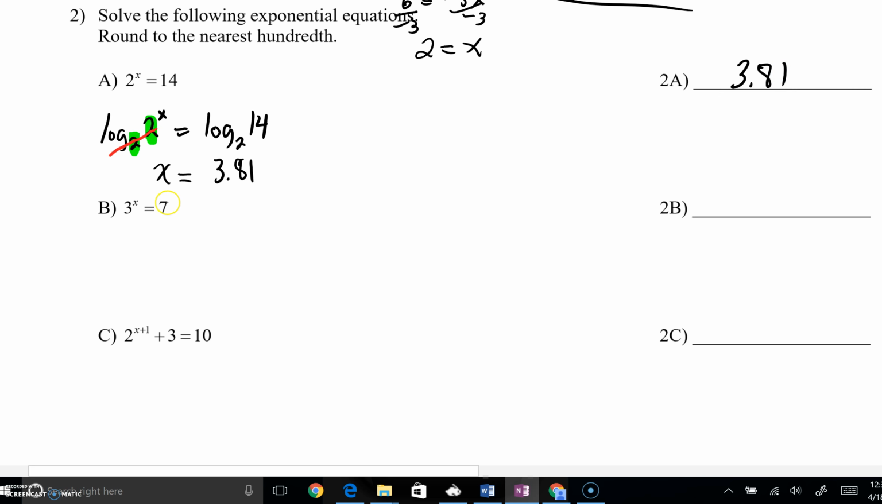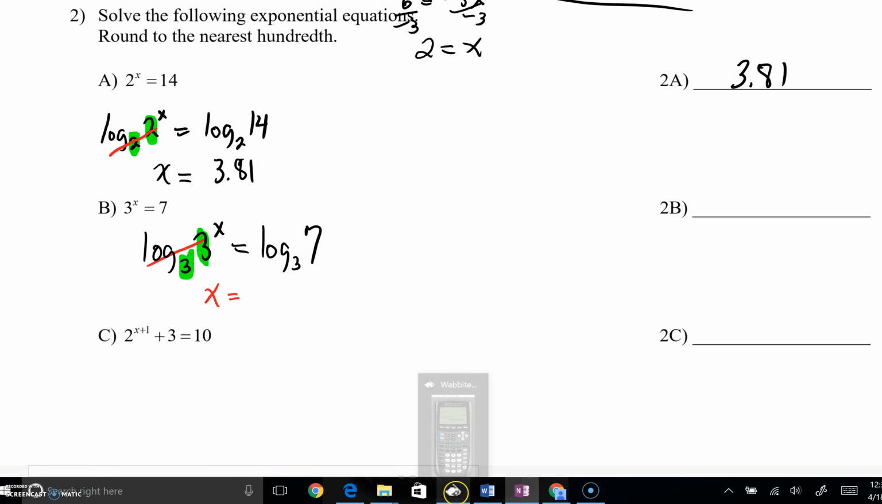For letter B, again, 7 is not a power of 3, so I need to take a log, and I'm going to take a log base 3. And again, I hope it's obvious why it's a base 3. You're trying to match the base of the exponent and the base of the log. When that happens, you're going to get canceling, and you're just going to have an x.